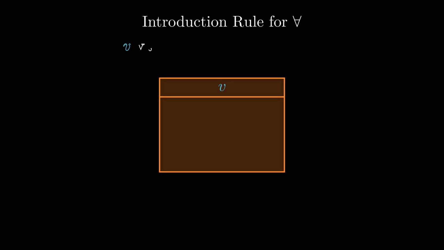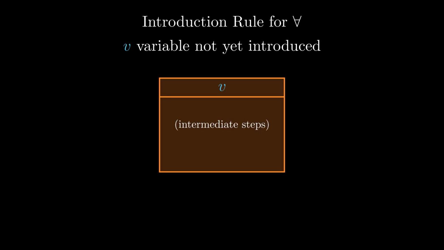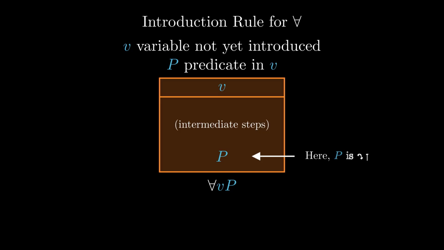Okay, now let's see the rules for the new predicates we introduced. Let's start with for all, whose introduction rule is quite similar to the one for implies. Draw a box and write v at the top with a line underneath, where v is some variable not yet introduced. Inside the box, you can use anything outside or inside the box. If you have a statement p inside the box and want to use it outside, you must append for all v to the front. This p is a predicate in v, which we consider as a proposition inside the box.